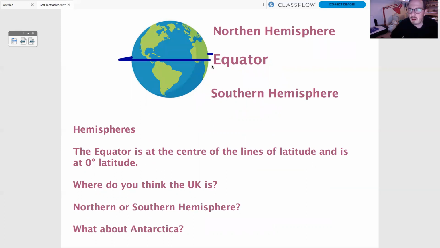Okay? Where do you think the UK is? Would you say that's in the northern hemisphere or the southern hemisphere? What do you think? In fact, you might be able to see from the picture on the screen. If you're really eagle-eyed, you look really closely, you might see where the UK is. All right? Is it in the north or is it in the south? What do you think? Tell me now.